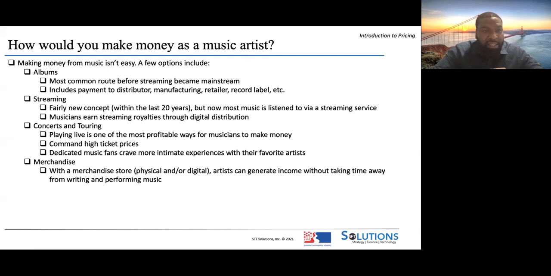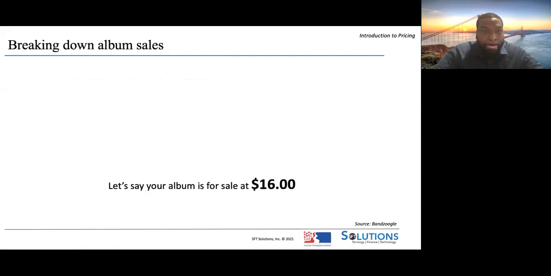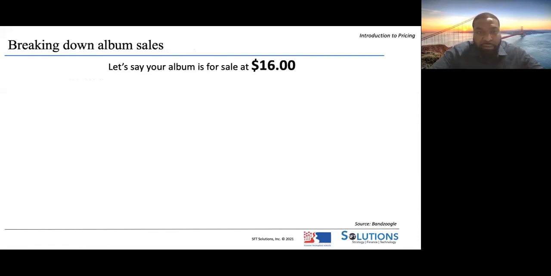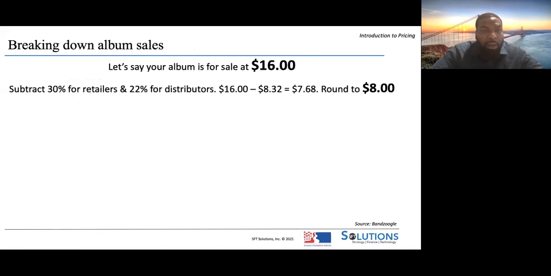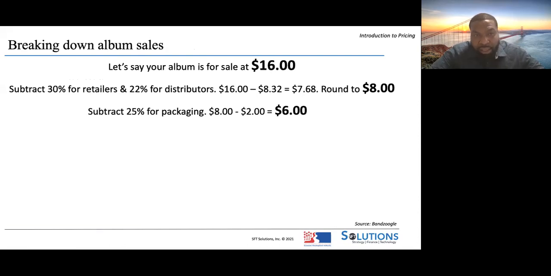Album sales is the predominant way, or was a predominant way for music artists to make money. So let's take a look at what that looked like for them, right? So let's say your album was selling for $16. Once you took into account retailers and distributors taking their cut, you're left with about $8, right? Then you back out the cost of the packaging, you're left with about $6. So the artist would receive a royalty of about 11% on the sale of their album, right?